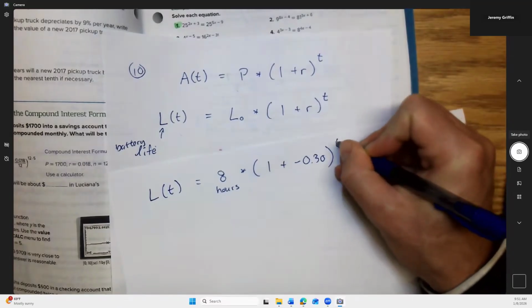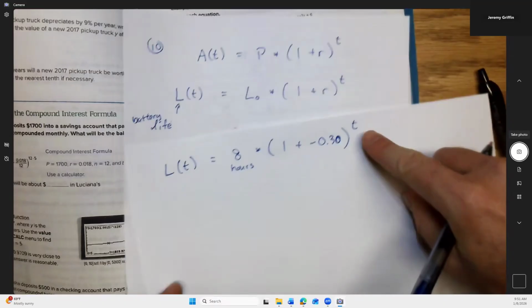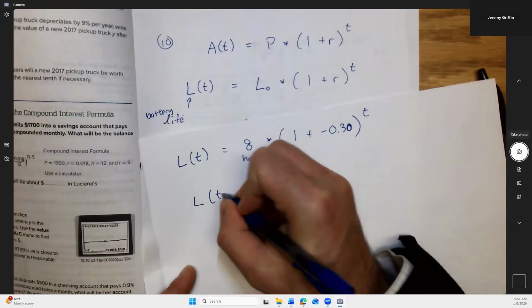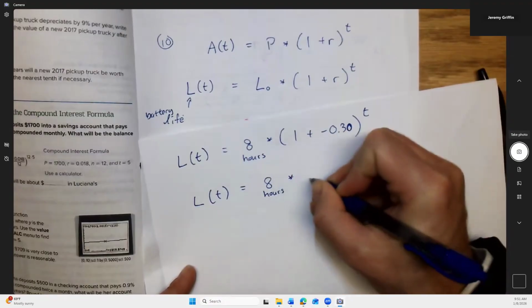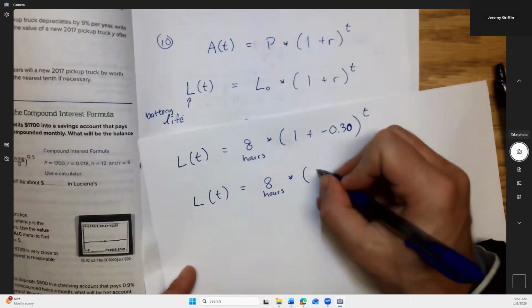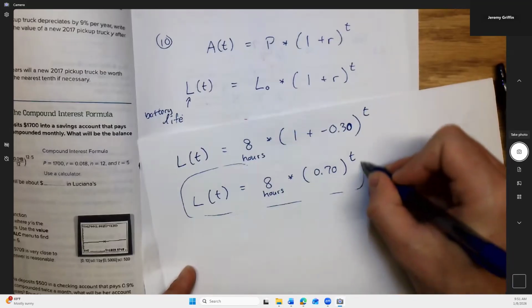Right. And that's true year by year by year. So I can still put some variable number of years up here. But I can rewrite this and clean it up. The lifetime as a function of years past equals, we'll take the 8 hour start lifetime. Guys, this all comes out to 0.7, doesn't it? 0.70. All right, so there's your general formula right there.